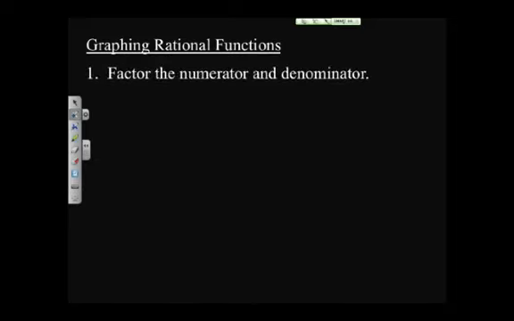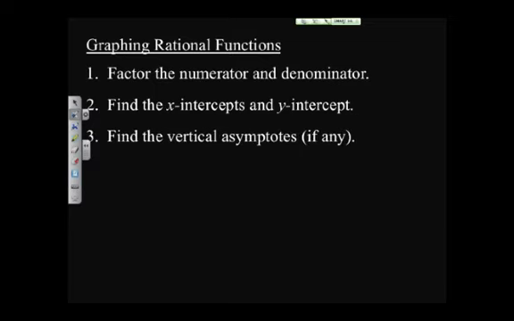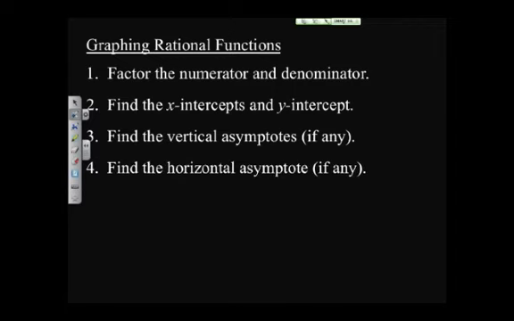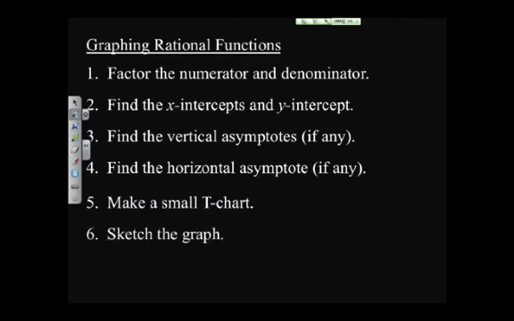Now when we're graphing rational functions, we're going to take a methodical approach to this. The first thing we want to do is factor the numerator and the denominator, just like you saw me do in that last example. We want to find the x-intercepts and the y-intercept, if there are some. We want to find the vertical asymptotes, if there are any. We want to find the horizontal asymptotes, if there are any. Then we want to make a little t-chart to put some other points on the graph, and then we want to sketch the graph. So that's the 6 steps we're going to go through pretty much each time we do one of these problems.